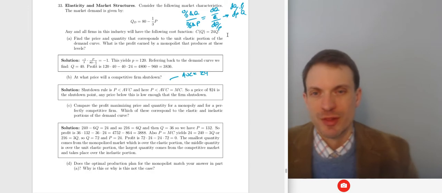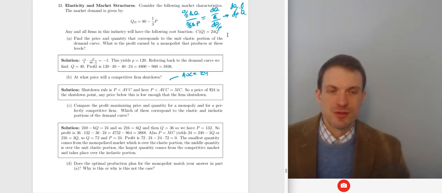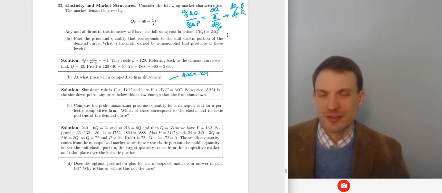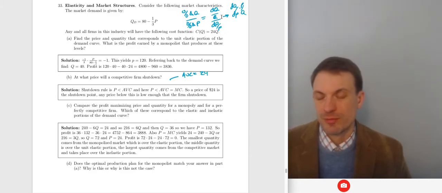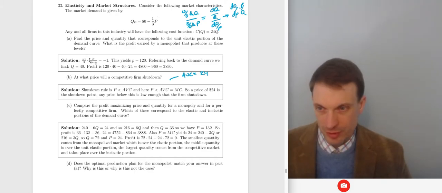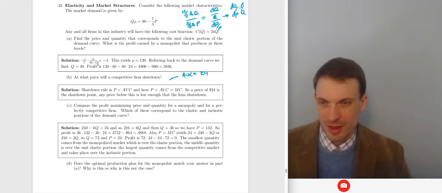I have a video on the calculus. So if you search for elasticity and find the calculus video, it'll walk through this in a little more detail. Anyway, this is the slope. It's minus 1/3, right? That's the dQ/dP part. Our P, we don't know that. Our Q is going to be 80 minus 1/3 P here, right? And then solving, you find a price of 120. Referring back to the demand curve, we find the quantity is 40.